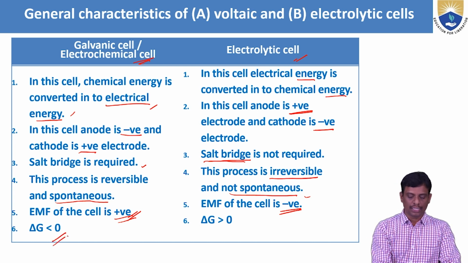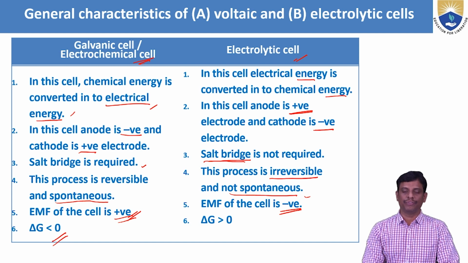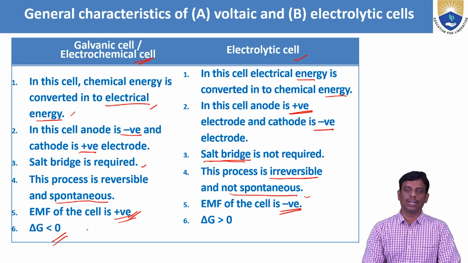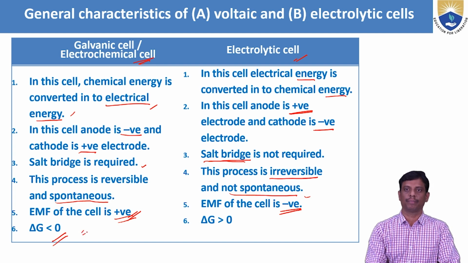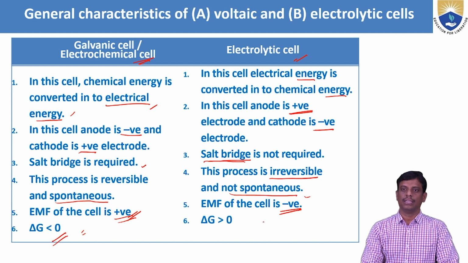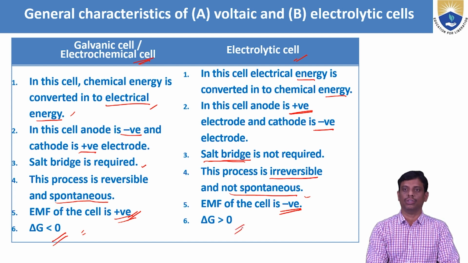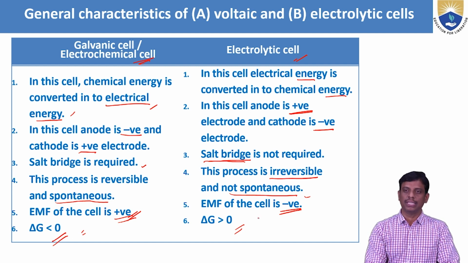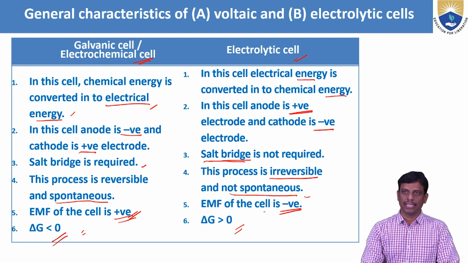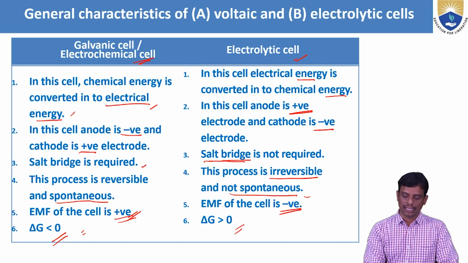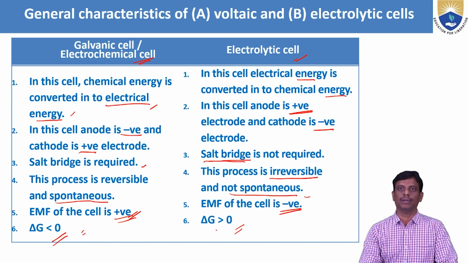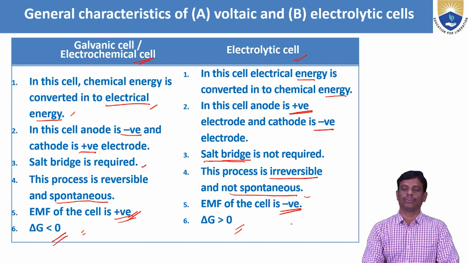Usually, delta G is less than 0. When the Gibbs free energy is less than 0, we can identify it as an electrochemical cell, which means a spontaneous redox reaction is involved. In the electrolytic cell, delta G is greater than 0, which means it is a non-spontaneous reaction. When a non-spontaneous reaction is involved, we can say that it is an electrolytic cell. These are the main differences between the electrochemical cell and electrolytic cell.